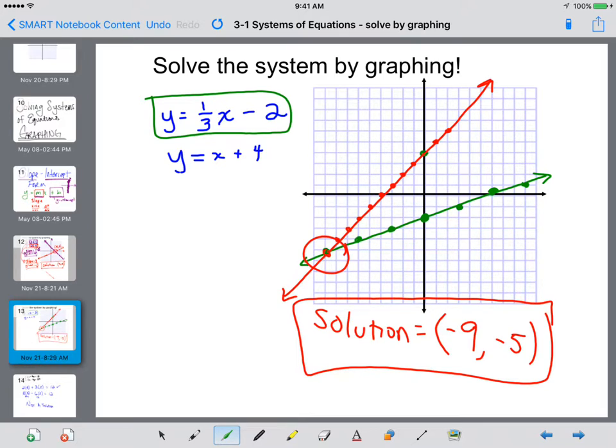You always want to make as many points as you can on the graph in order to find the solution. This is a tricky solution because it's all the way over here on the left. So if you're in doubt about where it's going to cross, always make the entire graph. Always plot all of the points so that you can find your solution. Solution happens where the lines cross.